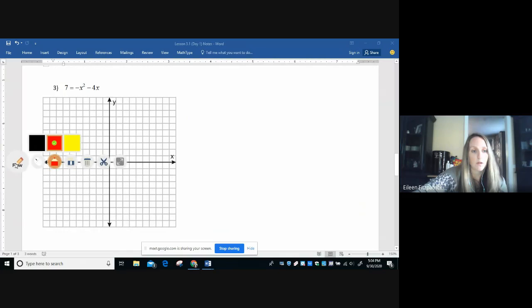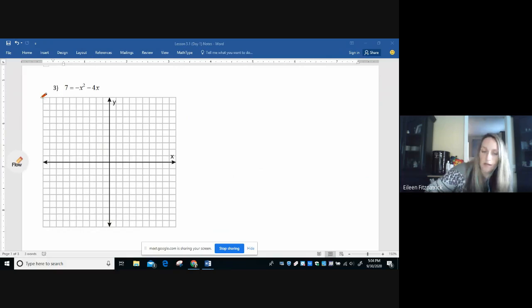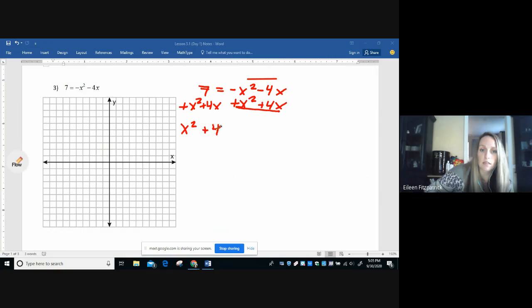Okay. So I'm going to rewrite this equation, and then I'm going to set it equal to 0. All right, so I'm going to set it equal to 0 by, again, moving the x squared and the 4x over by adding. So when I do that, I'm going to have plus x squared plus 4x, bring it to the other side. So I have x squared plus 4x plus 7 equals 0.